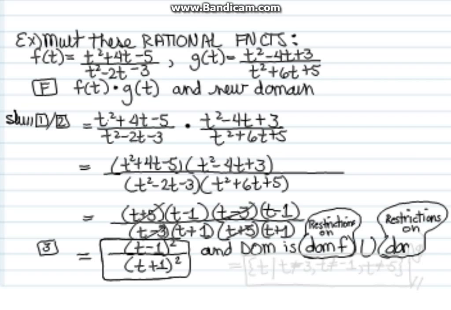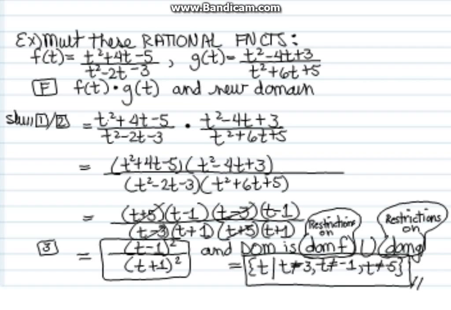Now the domain is going to be equal to the restrictions on the domain of the first function f, union together with the restrictions on the domain of the second function g. For the first function, we cannot have t equals 3 or t equals negative 1, because that will give us a zero denominator. And for the second function, we cannot have t equals negative 5 or t equals negative 1. So putting all of those together, we have the domain of this new function as all real values t such that t is not equal to 3, t is not equal to negative 1, and t is not equal to negative 5.